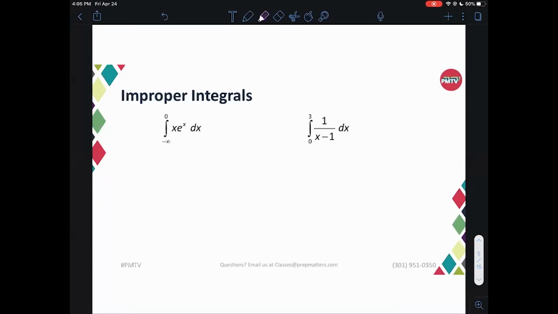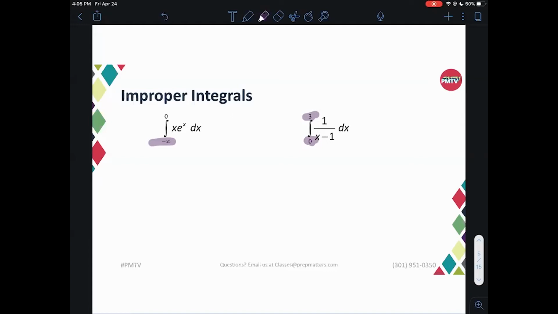Okay, improper integrals. Let's look at this one very quickly. I'm going to go through the first one in a little bit more depth than the second one. There are 2 types of improper integrals. The first type is when one of our bounds is infinity or negative infinity. And the second type is when there's an asymptote, or discontinuity, somewhere between our bounds.